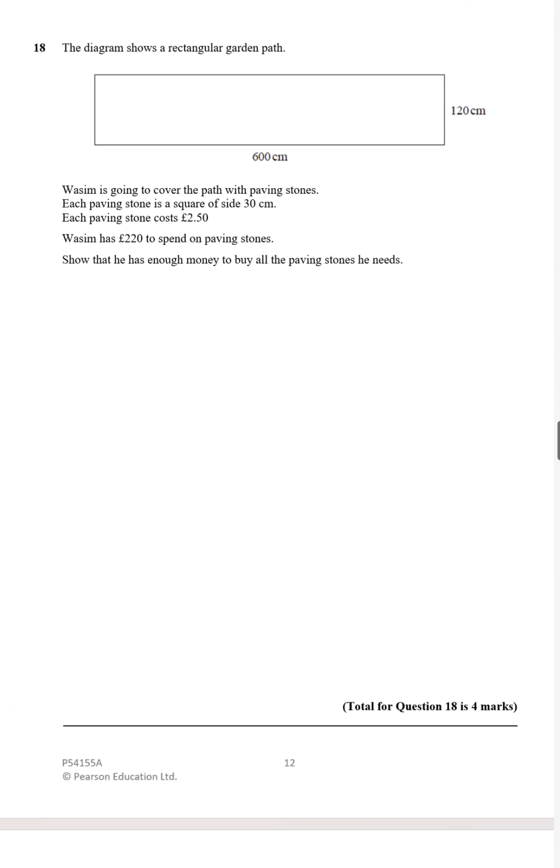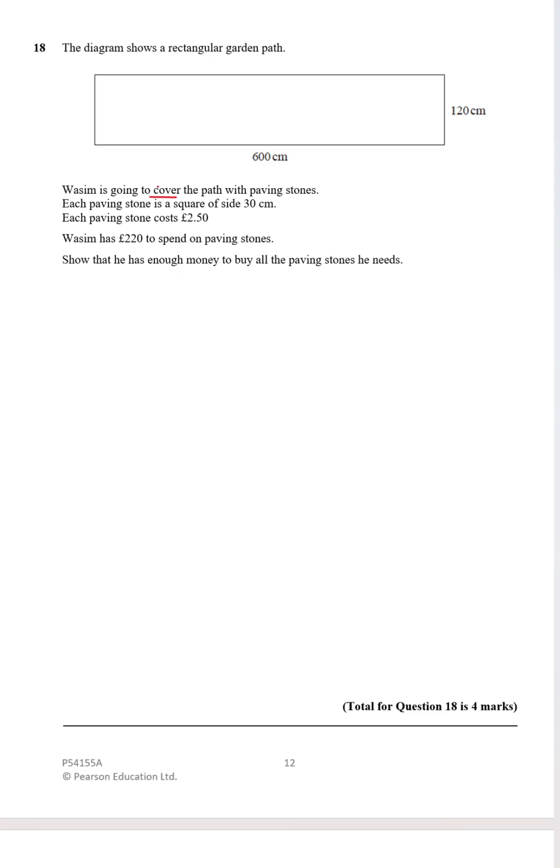Question 18. The diagram shows a rectangular garden path, which measures 120 centimetres by 600 centimetres. Wazim is going to cover the path, I'm going to underline that word, cover the path with paving stone. Each paving stone is a square of side 30 centimetres. Each paving stone costs £2.50. Wazim has got £220 to spend on paving stones. Show that he has enough money to buy all the paving stones he needs.